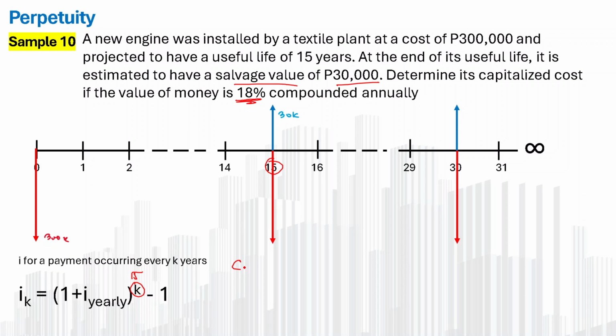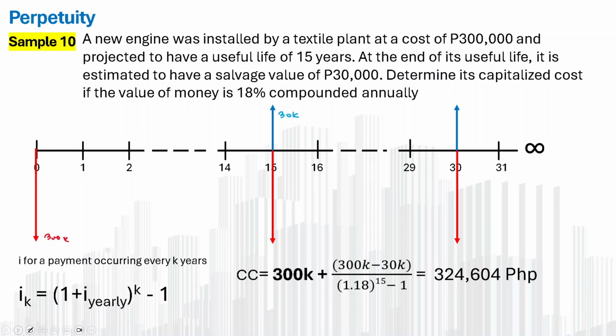our equations. So capitalized cost is the first cost, which is what? This is the first cost, 300K. Okay? And then, plus the present worth annuity. So, this is in perpetuity. So, that will be plus 300K minus 30K divided by 1.18 raised to 15 minus 1. That will be equal to 324,604 to cover the first 15 years. Then another one, and then another one until the machine is no longer okay.